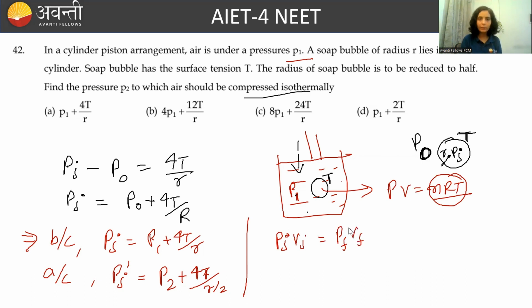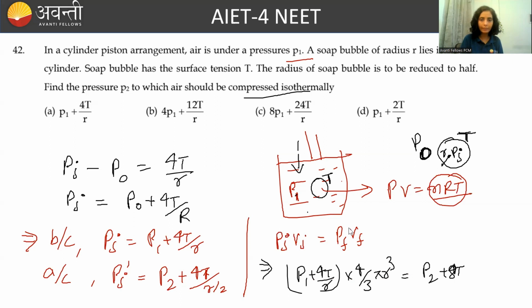So if you're going to write it now, what we will do? Initially, pressure is P1 plus 4T by R. And what is its volume? Volume is 4 by 3 pi R cube. What is the final pressure? Final pressure is your P2 plus 8T by R. And what is the final volume? 4 by 3 pi R cube by 8. Because that is R by 2.